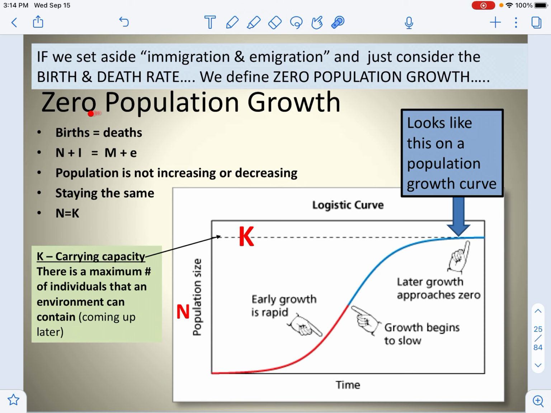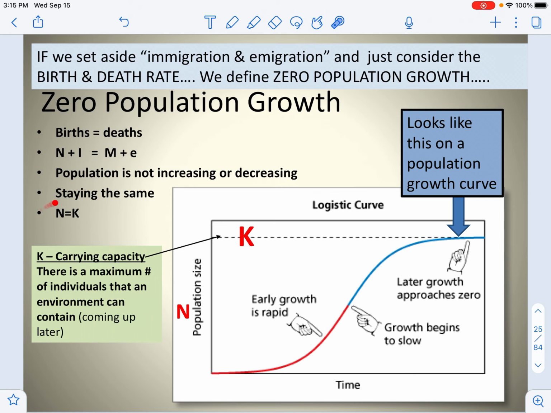And this is kind of confusing. A lot of people think zero means there's nobody. Zero means it's not increasing and it's not decreasing. So it would be when the line on a population growth curve is straight across. It's not going up, it's not going down. If births were equal to deaths, it basically means the population is staying the same. If there's 100 people, it's 100 people year after year. That, in general, is what zero population growth means.